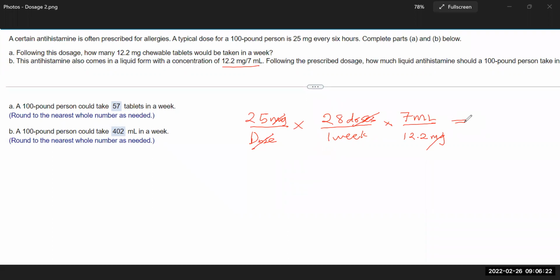So therefore, this is going to give you 25 times 28 times 7. That gives you 4,900, and then you divide 4,900 by 12.2, and that gives you 401.6. But again, it says that you should round to the nearest whole number. So this gives you 402. And that is your answer for that.